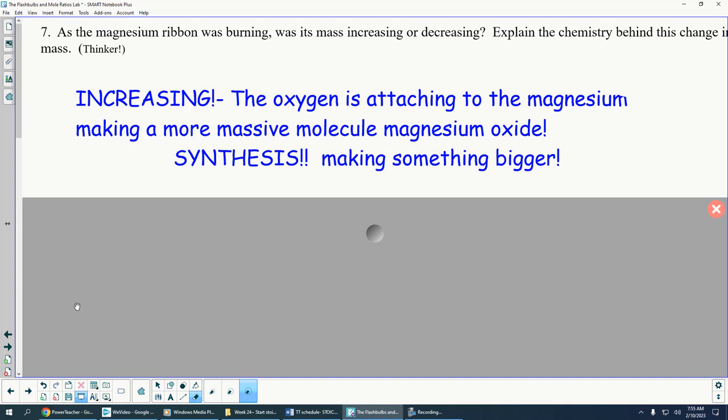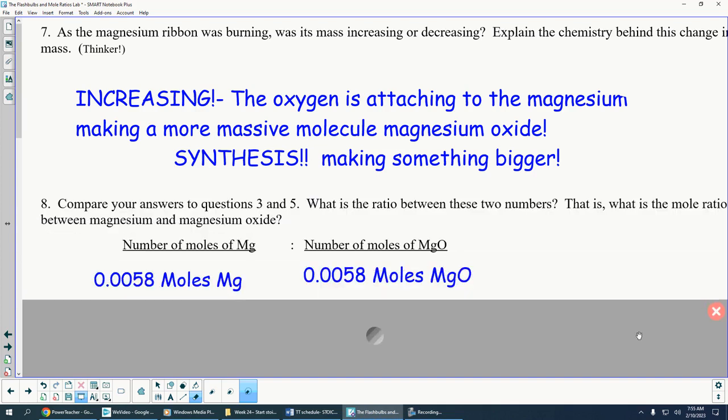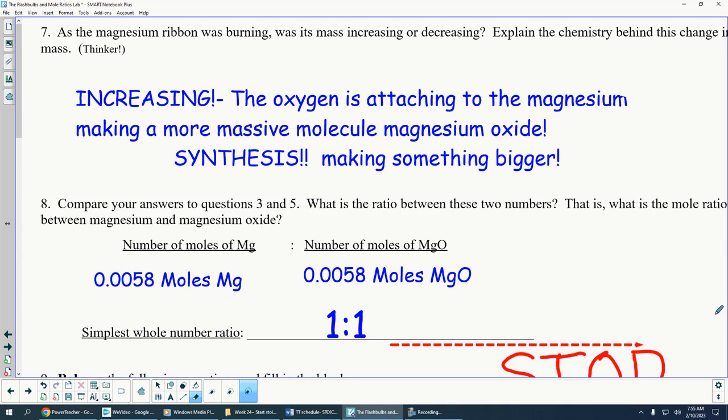If you got this far, and you might have, you should have compared your moles of magnesium, which I think was the answer to number 4, to the moles of MgO, which I think was the answer to number 6, if I'm not mistaken. And what you should have got was a 1-to-1 ratio. And the question here is why? Why is this a 1-to-1 ratio? Hopefully in the next 20 minutes I can get you doing full-blown stoichiometry.